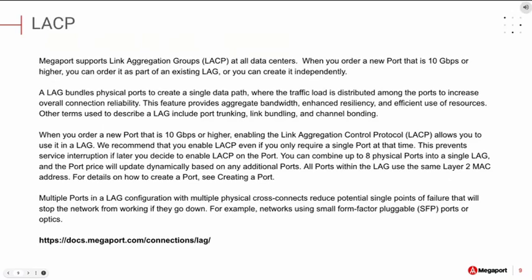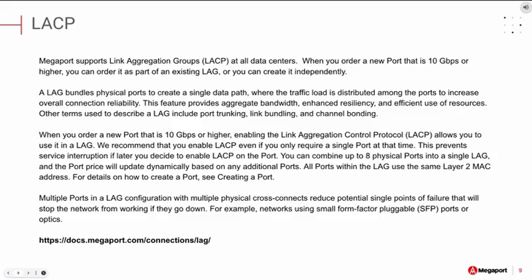When you order a new port that is 10 gigabits per second or higher, you can order it as part of an existing LAG, or you can create it independently. A LAG bundles physical ports to create a single data path, where the traffic load is distributed among the ports to increase overall connection reliability. This feature provides aggregate bandwidth, enhanced resiliency, and efficient use of resources. Other terms used to describe a LAG port include port trunking, link bundling, and channel bonding.